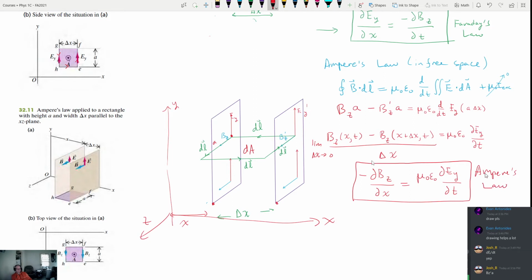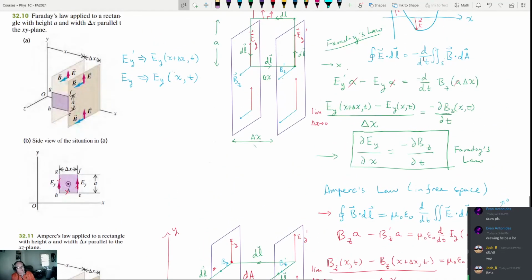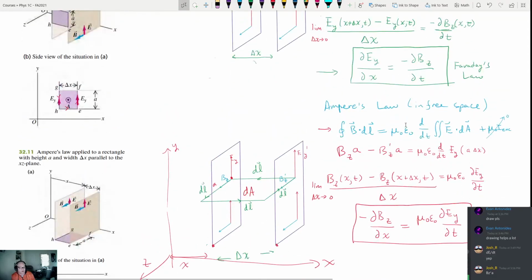So there we go. Anyone have any questions? Notice that this equation doesn't have a negative sign in it, but you get a negative sign, whereas Faraday's law has a negative sign in it, and you ended up with a negative sign. Those negative signs are now going to go away, but it's just interesting.